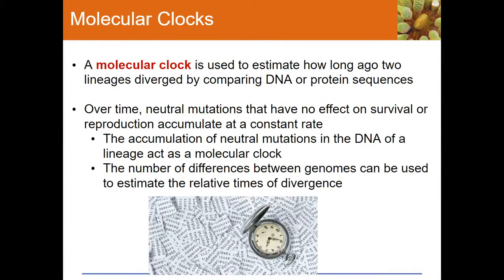So a molecular clock is used to estimate how long ago two lineages diverged by comparing the DNA or protein sequences. Over time, neutral mutations that have no effect on survival or reproduction accumulate at a constant rate. So what that means is every organism, even if it was, say, the human species, will accumulate mutations over time. And what we're doing is we're accumulating mutations to essentially our non-coding DNA or their silent mutations.